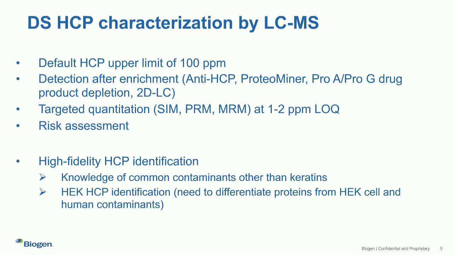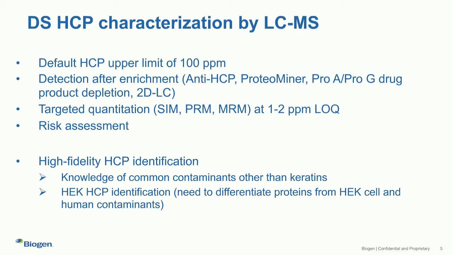A commonly acceptable HCP upper limit in the biologic drug substance or drug product is about 100 ppm. In order to identify the HCPs with higher sensitivity, a lot of enrichment methods have been used. Some of them rely on affinity reagents, such as anti-HCP reagent, a proteome miner, protein A, protein G depletion type of approach to enrich the HCP for identification using LC-MS. And the chemistry method using multidimensional liquid chromatography separation could also be used to enhance the dynamic range of the coverage of HCP identification.